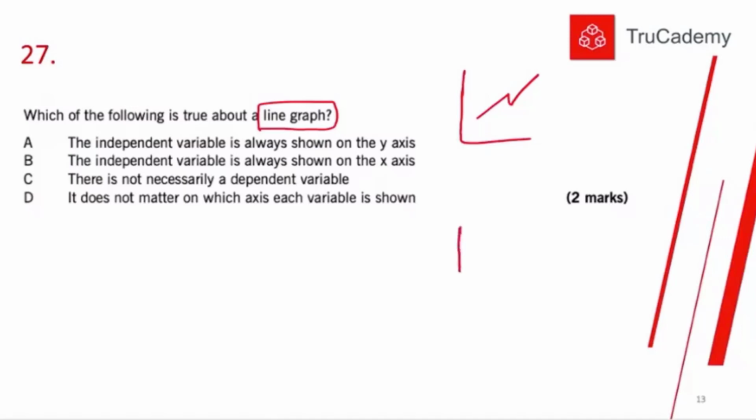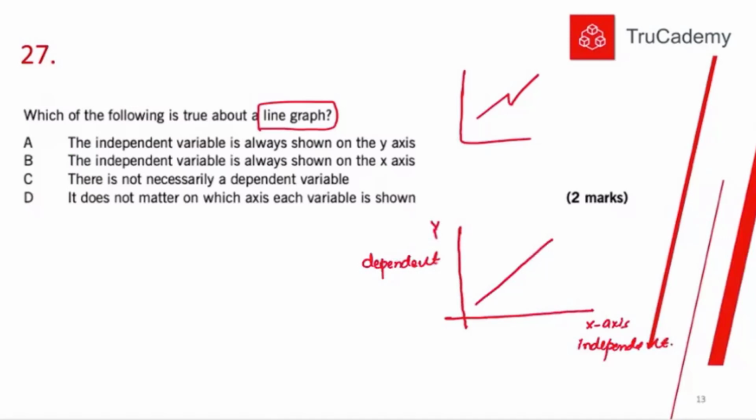C, sir. See, there is not necessarily a dependent variable. Remember, when we talk about the line graph, first of all, something like this. On the x-axis, it's compulsory to show the independent variable. This is compulsory. The independent variable will come on the x-axis. The y-axis should always be the dependent variable. Why? Because when the user sees the line graph, he should know that whatever is on the x-axis is independent, and whatever variable is on the y-axis is dependent. This is compulsory to show.